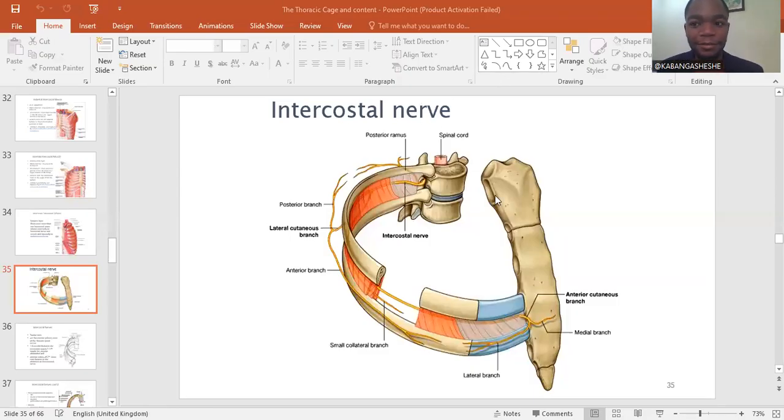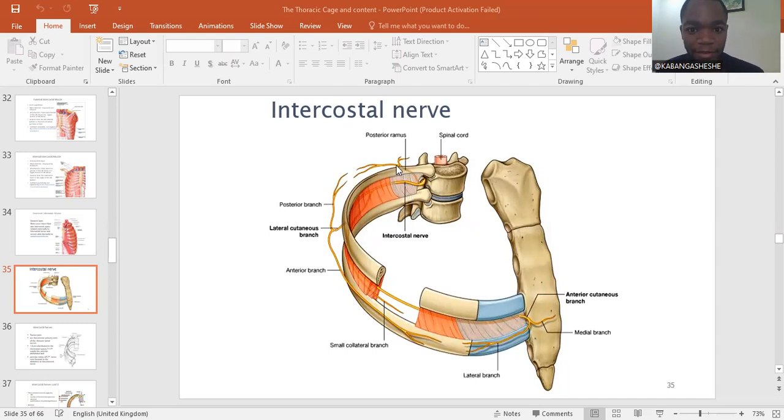All right, so now we'll talk about the intercostal nerve. Here we have a diagram showing us that the intercostal nerve is a branch from the spinal nerves. So spinal nerves are branching off from the spinal cord there. We have a spinal cord at the back, then we see that branch coming off. When a branch comes off as a spinal nerve, it will give us two rami, an anterior ramus and a posterior ramus, or simply branches.